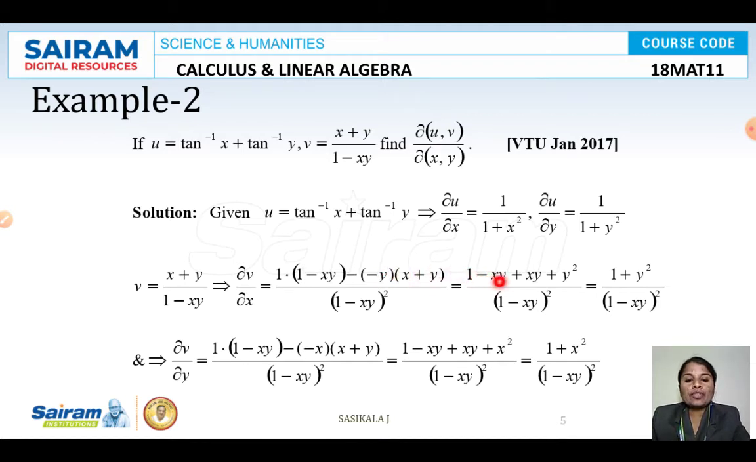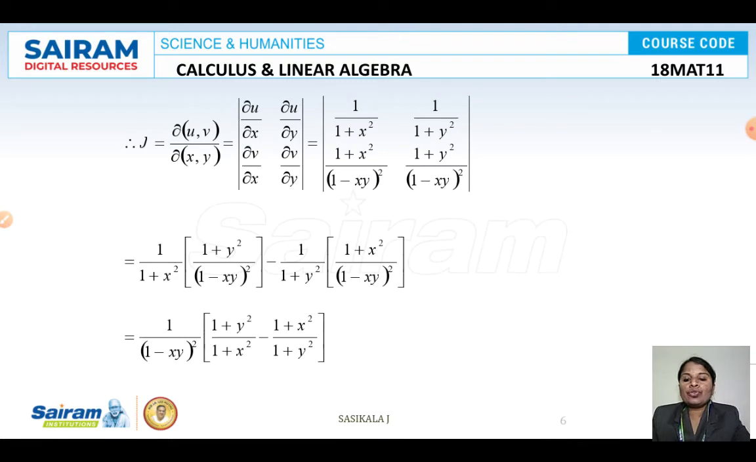1 minus xy plus y squared by 1 minus xy the whole square. What will happen? 1 plus y squared by 1 minus xy the whole square. So now similarly you can go with dou v by dou y. You can differentiate the same thing with respect to y. So here alone it will change. Instead of minus x, I'll get minus y, I'll get a minus x. That's it. So that is nothing but, if you simplify, 1 plus x squared by 1 minus xy the whole squared, I will get.